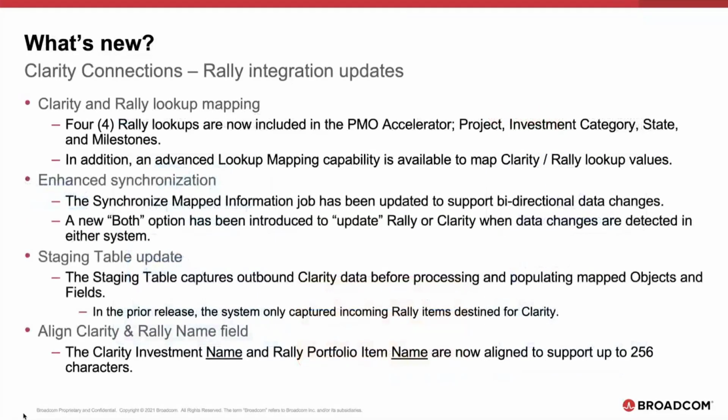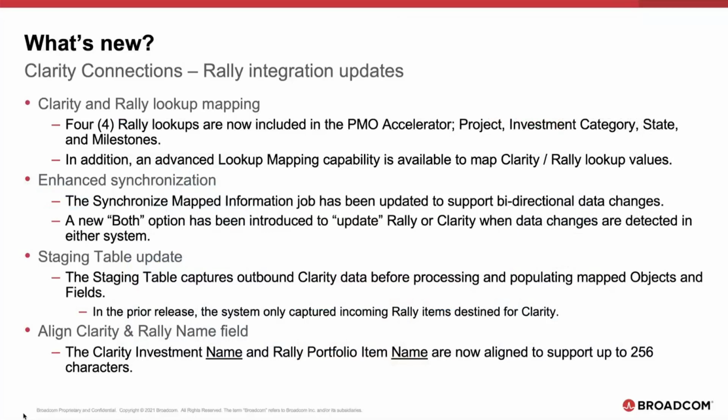So what's new with the integration? There are really four key capabilities to talk about today. First, this release includes the ability to either sync lookups and/or map lookup values between Clarity and Rally lookups. Specifically, Rally project, investment category, state, and milestone lookups can be mapped.